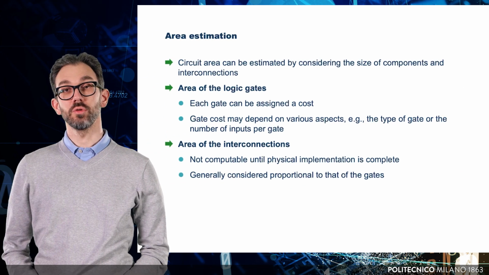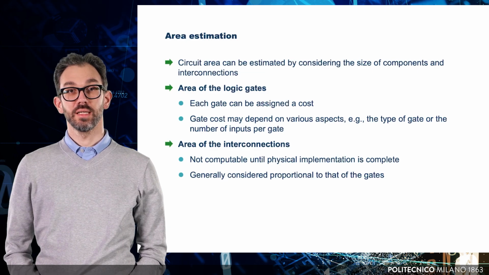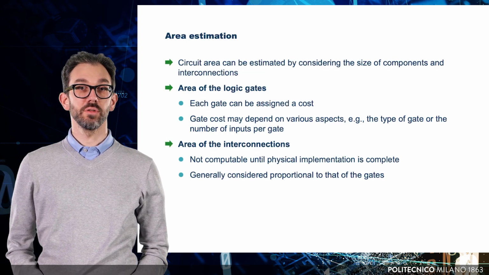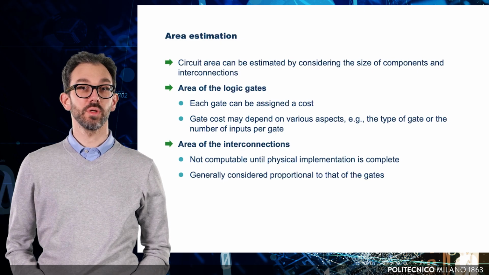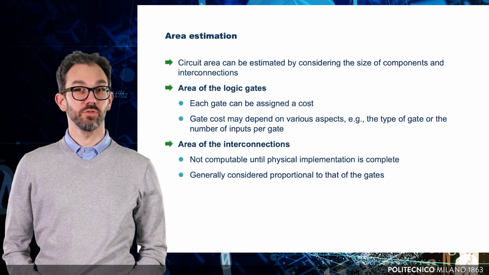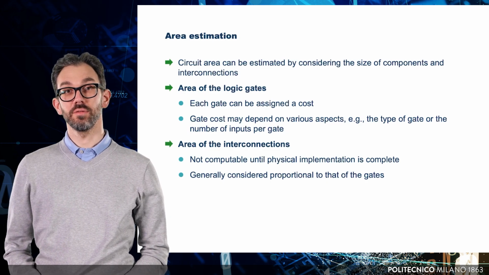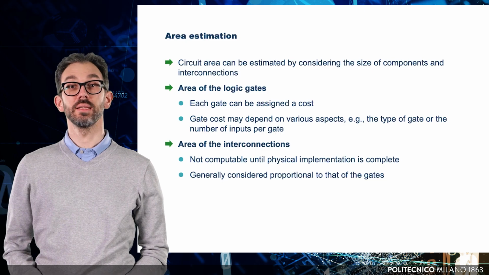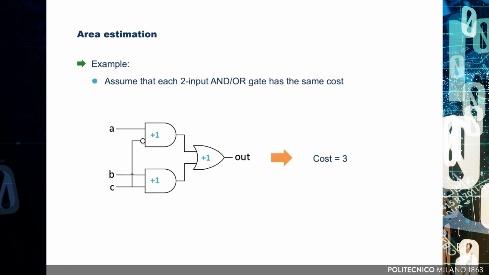Now, when it comes to interconnections, their area cannot be easily estimated at the logic level. That's because it depends on how the connections between components will actually be routed, which is something handled later during physical synthesis. For this reason, we typically assume that the area of the interconnections is proportional to the area of the gates they connect. Let's look at an example. Assume that each two-input AND/OR gate is assigned a unit cost, and NOT gates are considered to have a negligible cost, essentially zero. For the circuit shown here, which contains 3 instances of two-input AND/OR gates, the estimated cost would be 3.